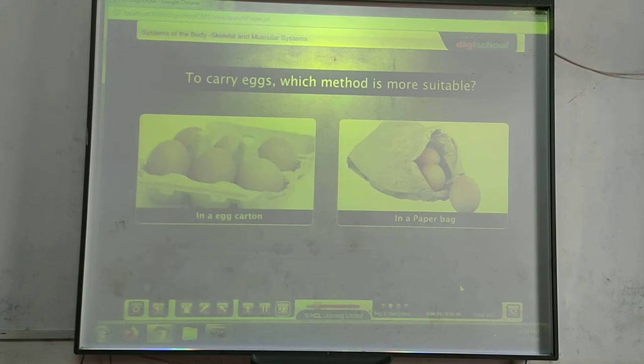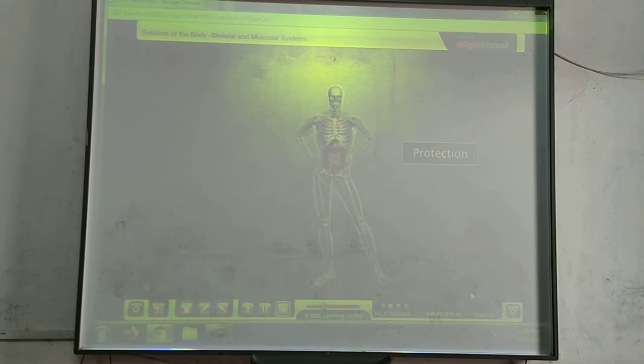To carry eggs, which method is more suitable? Just as the carton protects the eggs from damage, the skeleton protects the soft organs inside our body.